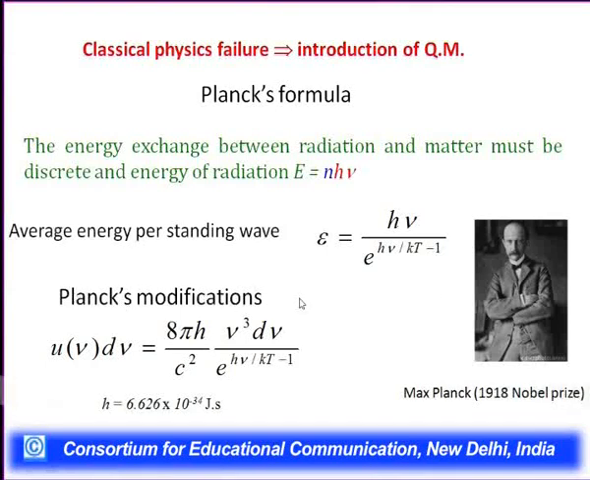Then Planck's modification has been done in that. Then we define u nu d nu is equal to 8 pi h by c square nu cube d nu divided by e to the power h nu divided by kT minus 1. That term has been taken, putting the value from the previous equation, where h is equal to 6.626 times 10 power minus 34 joule second. And this is used to define the energy distribution in the theoretical calculation.